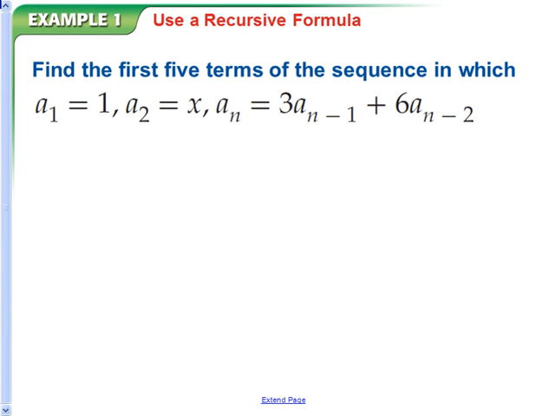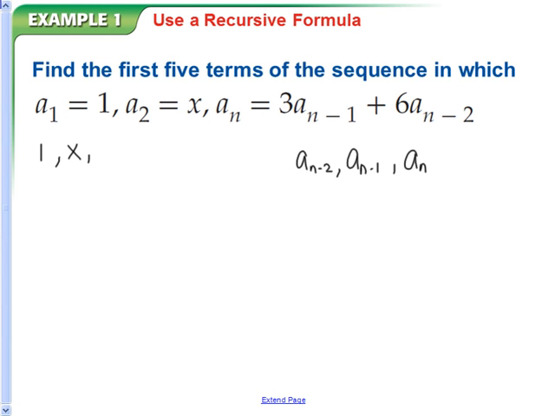And let's try one now that has a variable in there. So our first one is 1. Our second one is x. Now this one's written a little different. We've got a sub n. So if we listed out our numbers, if we had a sub n here, if we went backwards, this would be a sub n minus 1. This would be a sub n minus 2.